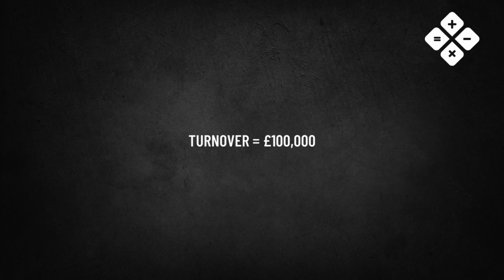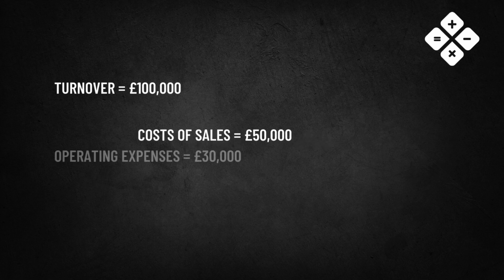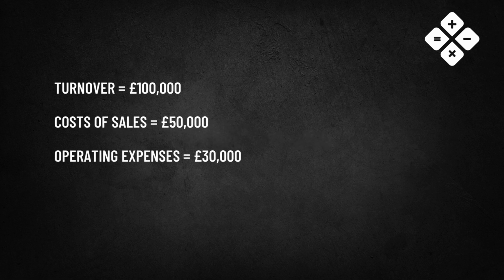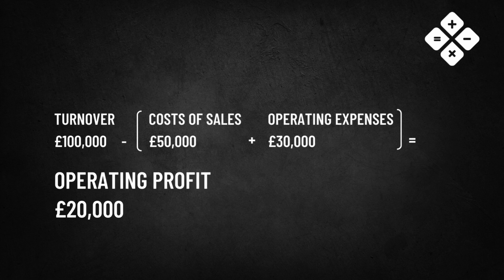Let's throw some numbers in there. Let's assume we generate £100,000 worth of turnover, and out of that, we have cost of sales of 50, and we've got operating expenses of a total of 30. A bit of simple maths there gives us 100 minus those two numbers to give us an operating profit of £20,000. Remember, that operating profit can also be called net profit, or called EBIT as well. And EBIT, by the way, folks, stands for earnings before interest and tax.